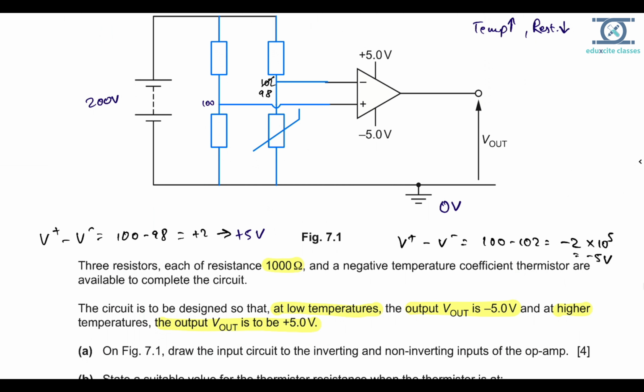This is of 4 marks: 1 mark for the series of 2 resistors, 1 mark for the series of 1 resistor and 1 thermistor, and 1 mark for correct connection with the inverting and non-inverting input and the correct position of the thermistor. So this is of 4 marks.